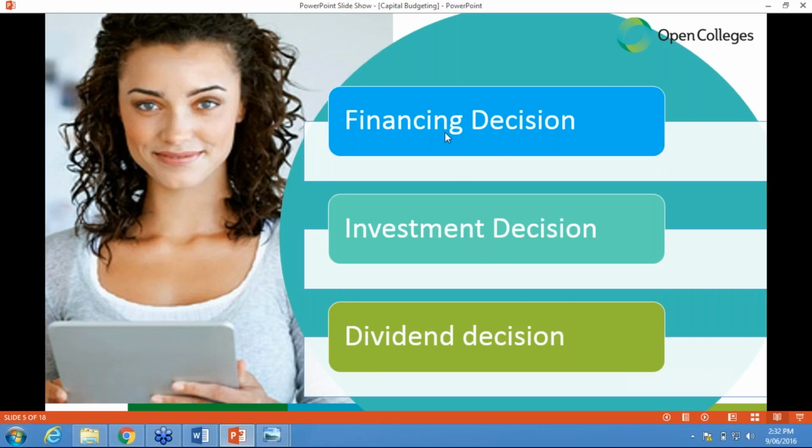Of course, a finance manager has to take three decisions: financing, that is arrangement of all finance; investment, to invest this finance; and dividend. Finally, that person has to decide how much dividend has to be distributed among shareholders and how much dividend they have to retain in the business. So today I will talk about investment decision, and in investment decision, particularly capital budgeting decision, that is the decision relating to investment in fixed assets or long-term assets.